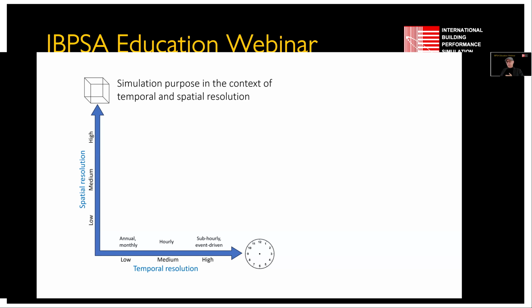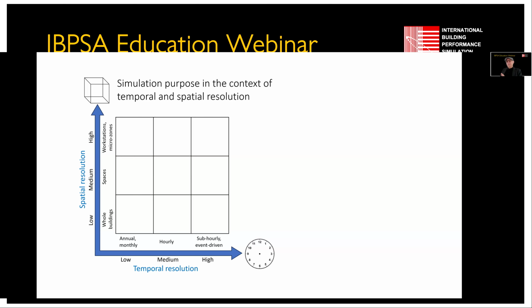For example, we could have an annual or monthly simulation, very low temporal resolution, or hourly resolution, or we go to sub-hourly resolution, or even event-driven modeling approaches. In the case of spatial resolution, again, a simple example, we go from the whole building to having individual spaces in the building, and to workstations and microzones. And if you take that very large scale, very gross model, and we try to map that into queries, just for the sake of illustration.